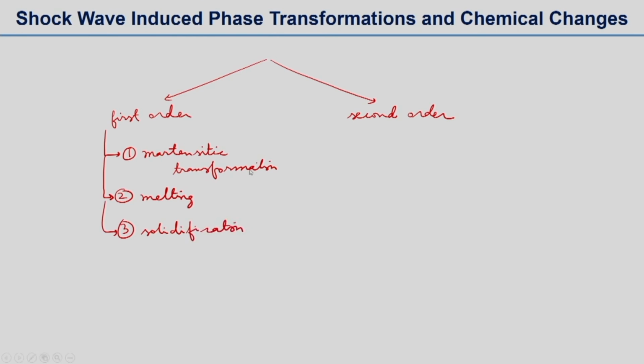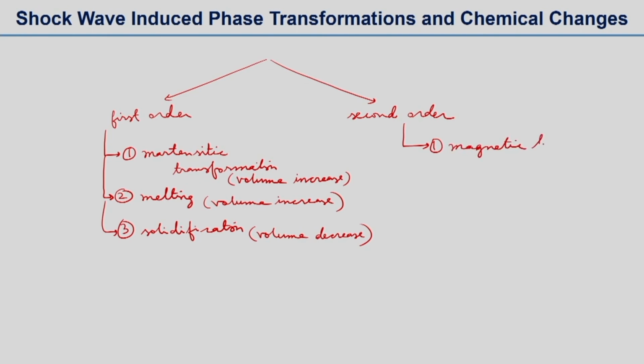If you see, all of them have some volume change. For the first case, the Martensitic transformation, the volume generally increases, and melting also generally increases the volume, and solidification will decrease the volume. In the second order transformations, which are not very important to us right now, number one is the magnetic transition, and number two is the order-disorder transformation. The volume change is not involved in these types of transformations.